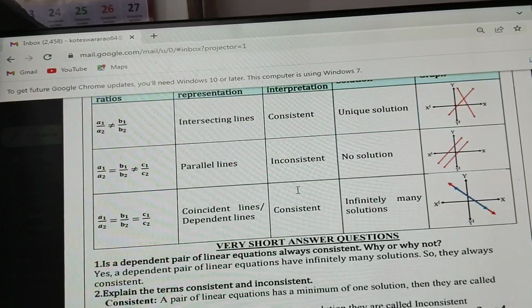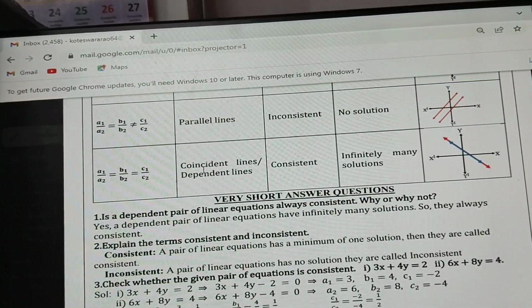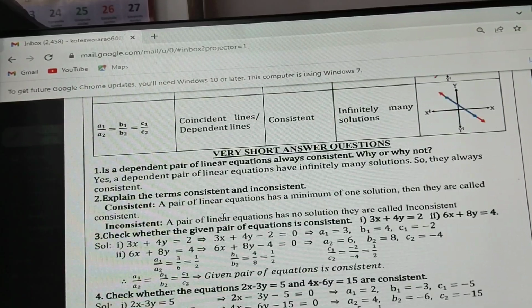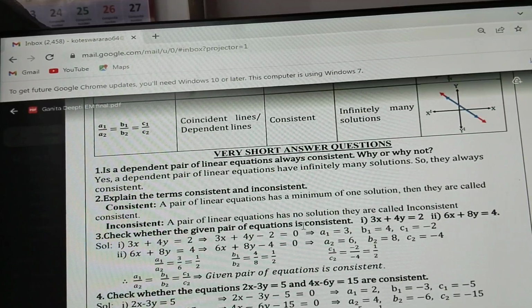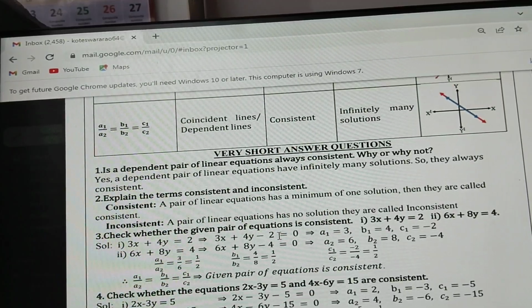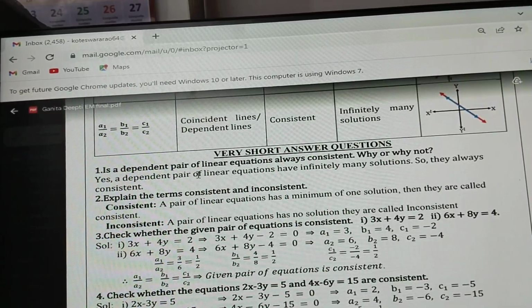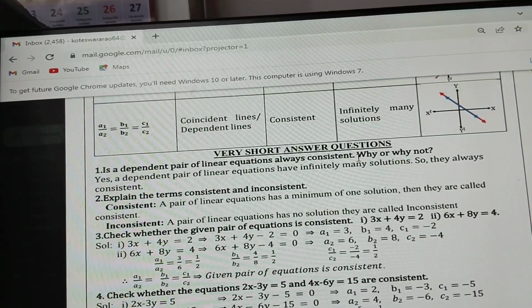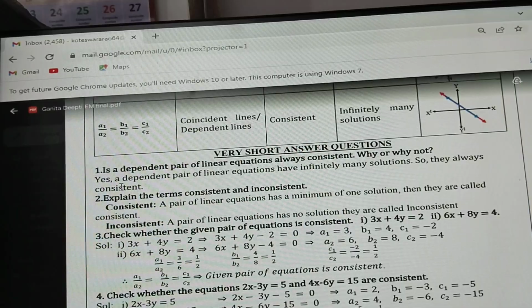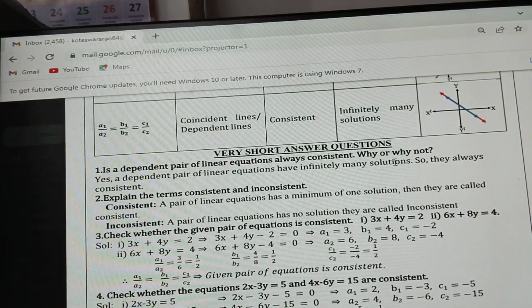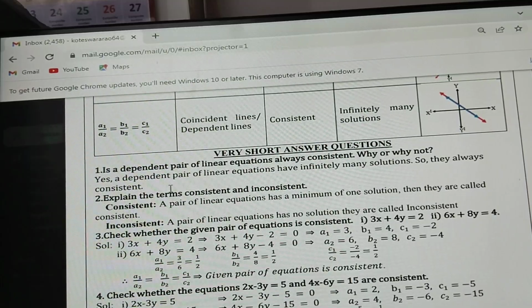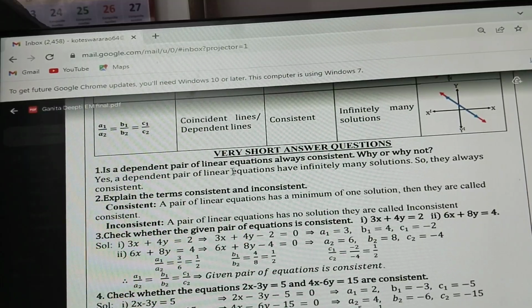Now we are going to explain short answer questions. Students, you have to see and enjoy that. Listen carefully to this explanation along with your notes. First, is a dependent pair of linear equations always consistent? Why or why not? Yes, a dependent pair of linear equations has infinitely many solutions, so they are always consistent. This is the answer to the first.